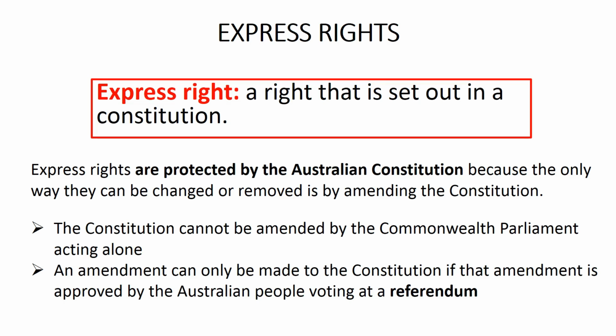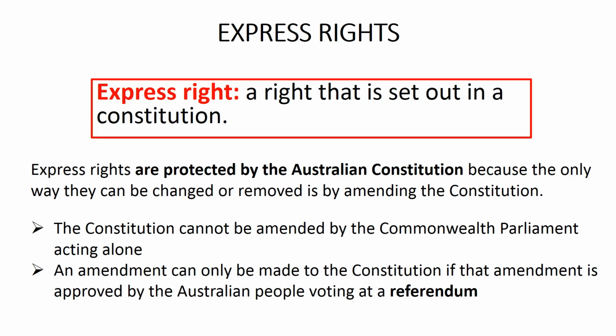A referendum is a compulsory public vote. Put another way, our Constitution can only be amended if the Australian people agree by voting in favour of that amendment. Now that might sound very easy, but in practice it's actually quite hard to get the Australian people to agree to amend our constitution. Since 1901, we've had 44 referendums to change the constitution. And in only 8 of those referendums did the Australian people approve the change that was proposed to the constitution.